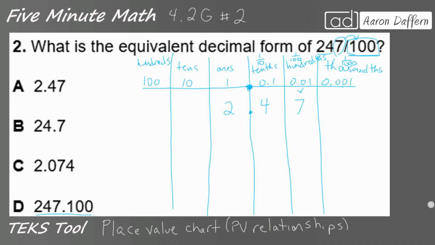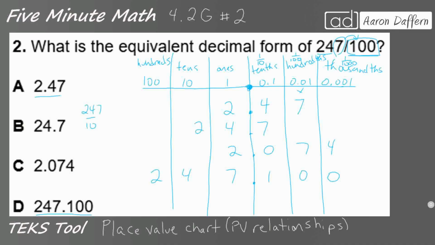So once you have that, you see we've got 2 and 47 hundredths. So that matches right here. And if we want to, we can write the other ones. This would be 24 and 7/10. This would be 2 and 74 hundredths. And this would be 247 and 100 thousandths. So obviously we see that first one works. Let's see why it works.